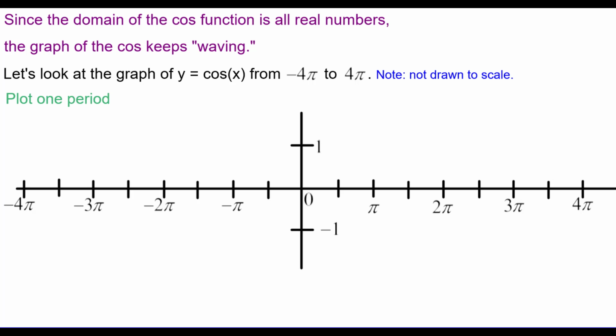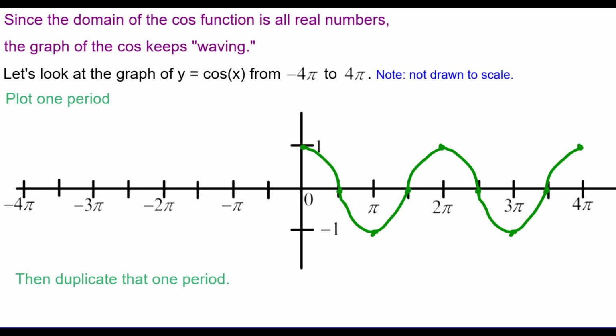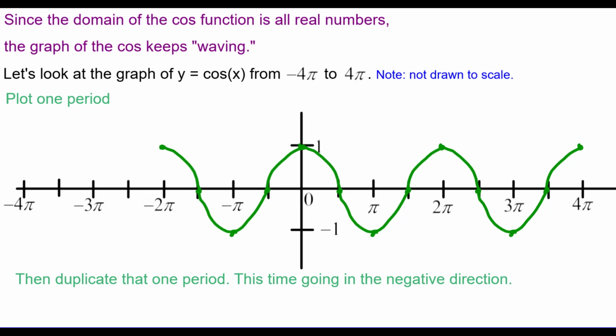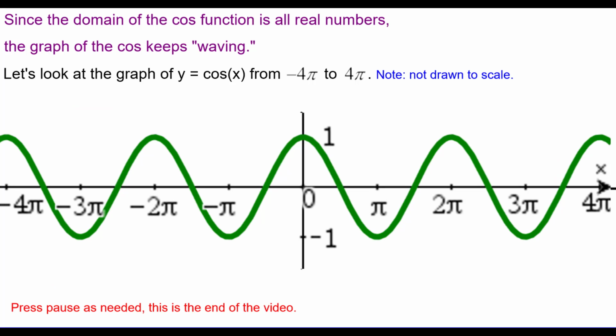So we'll go ahead and plot one period, starting at (0, 1) to (2 pi, 1). And then since it's periodic, we just duplicate that one period, starting at 2 pi to 4 pi. This time we'll go in the negative direction from 0 left to -2 pi. And then again one more time, -2 pi to -4 pi. It keeps waving along. Press pause as needed. This is the end of the video.